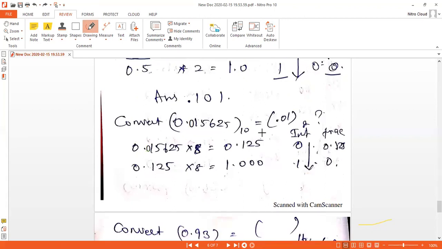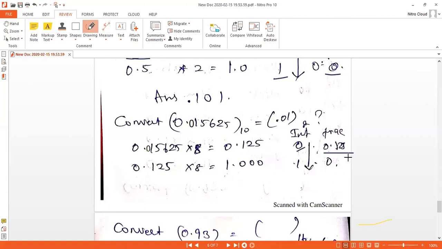0.015625. It is in decimal. People want you to do the same in octal. The same procedure: multiply it by 8, integer separate, fraction separate. Till the point the fraction gets 0, you have to operate the same procedure. 0.015625 into 8 equals 0.125. The whole number is 0 and the fraction is 125.